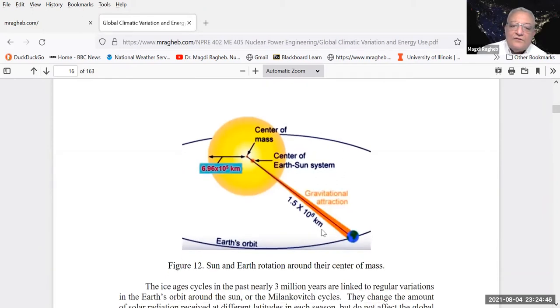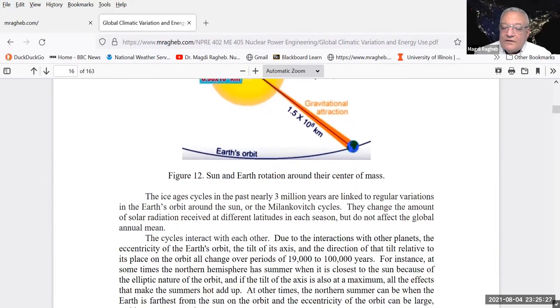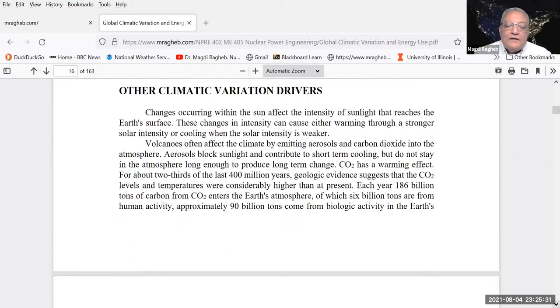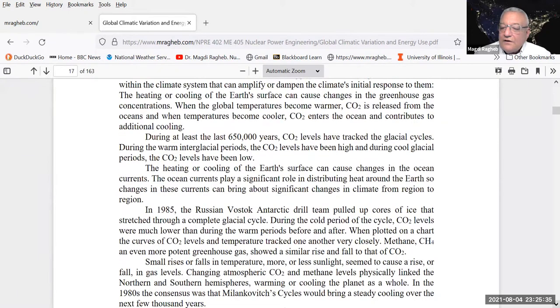You notice also that the sun and the Earth are two celestial bodies and they both rotate, but they do not rotate exactly around the same center. They rotate around the center of mass. So that is the center of the sun-Earth system. This is the center of mass of two bodies rotating around each other. So we have the gravitational attraction from the sun to the Earth over a distance of 1.5 times 10 to the eighth kilometers. And the sun itself is a very large body. It's 7 times 10 to the fifth kilometers in radius. So both of them rotate around the center of mass, and that also affects the weather variations in general. There are other climatic variation changes that, I call it the climatic variation because it is going to vary whether we like it or not.